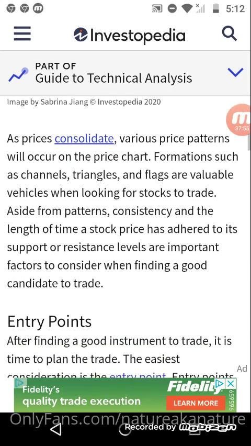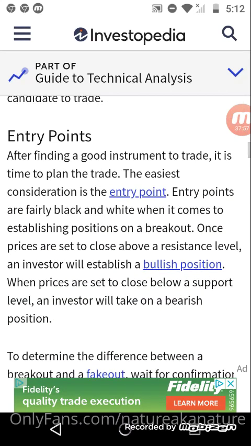So, entry points. Before you trade, it is important to plan a trade. The usual entry point is to establish positions on a breakout. Once the price is set to close above a resistance level, you get in for a bullish position. When price sets below a support level, you get in for a bearish position.